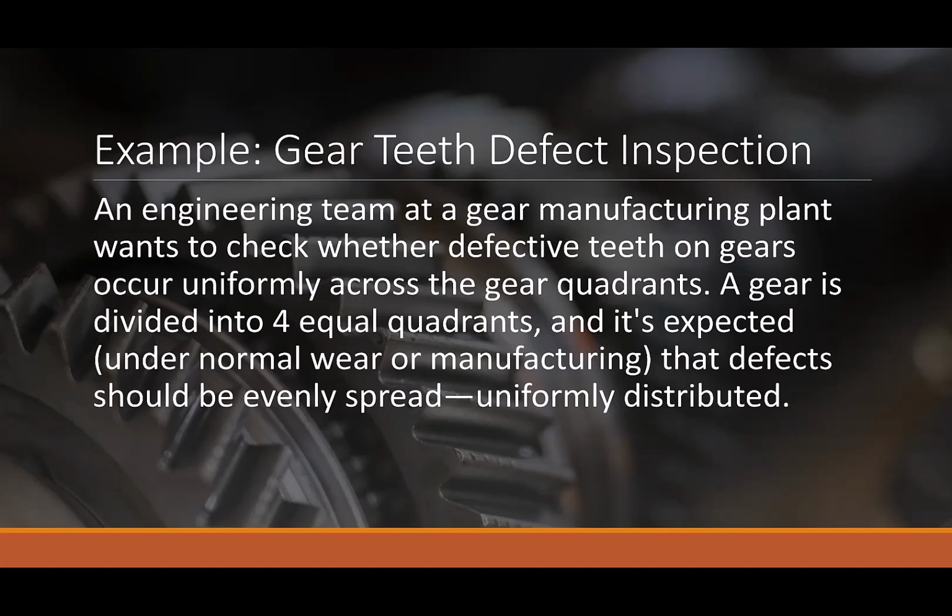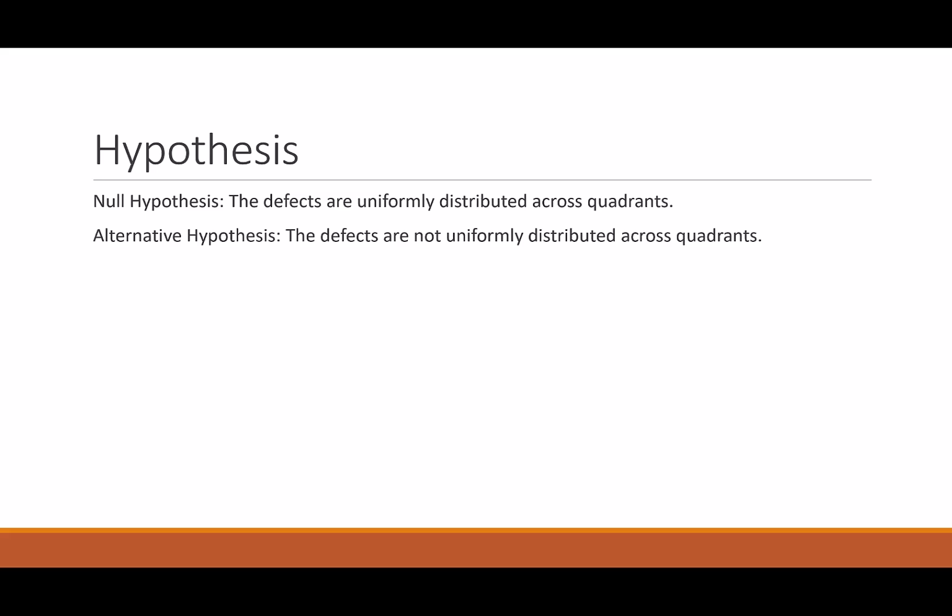An engineering team at a gear manufacturing plant wants to check whether defective teeth on gears occur uniformly across the gear quadrants. A gear is divided into 4 equal quadrants, and it's expected under normal wear or manufacturing that defects should be evenly spread, which means uniformly distributed. So our null hypothesis is that the defects are uniformly distributed across the quadrants. The alternative hypothesis says the defects are not uniformly distributed across the quadrants. We're going to use a significance level of alpha equals 0.05 for this problem.